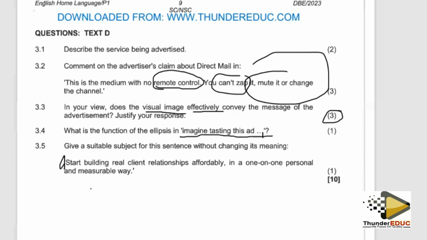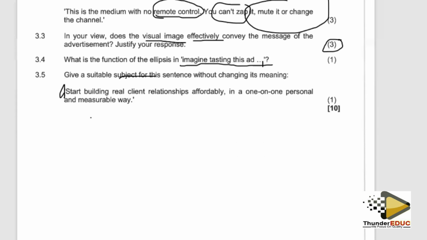So we are not supposed to change the meaning. One must start building real client relationships affordably in a one-on-one personal and measurable way. A person must start building real client relationships affordably. That's also a subject that you can include. So I took a person as the subject that can be appropriate for this one.